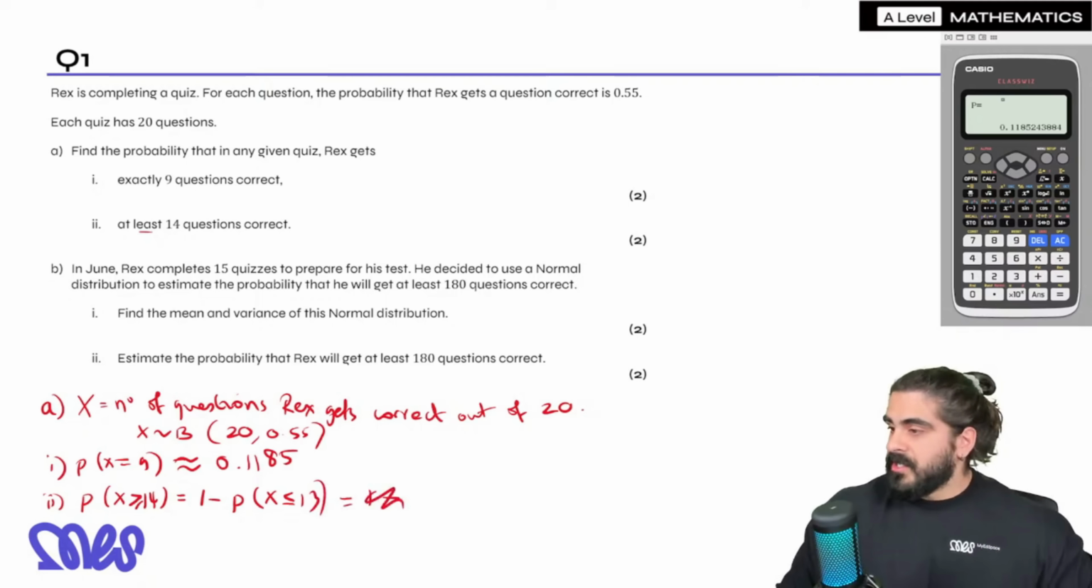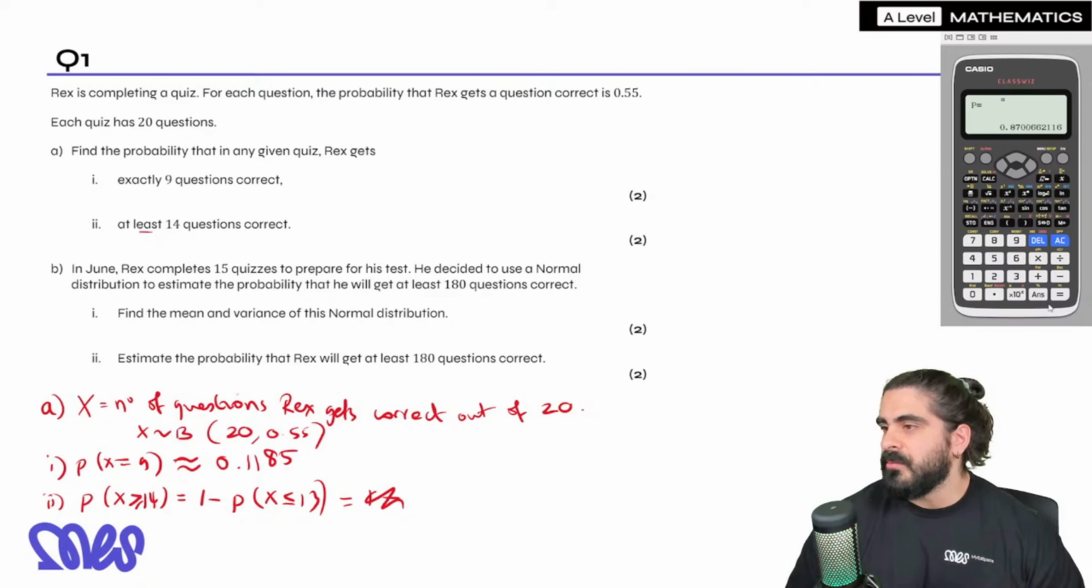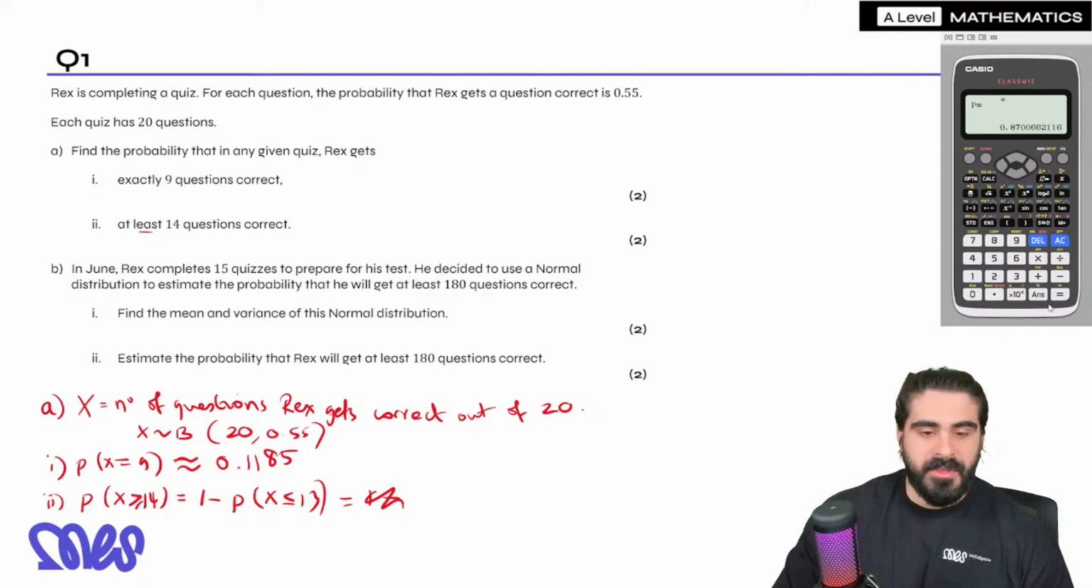So I'm just going to go straight to the answer. So let's go menu 7 down, 1, variable. X is 13, and we still have the same numbers. Actually, to be fair, that's just 0.13, isn't it? 0.13.